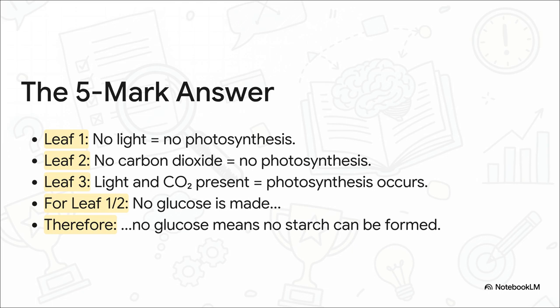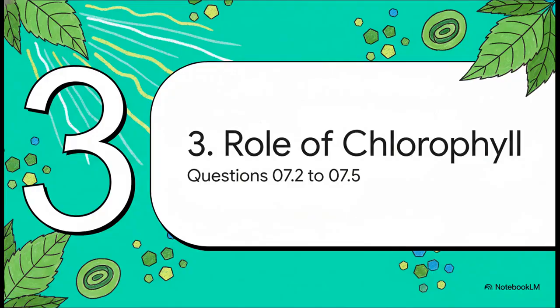Now the last 2 marks are really important chain of logic. Because photosynthesis didn't happen in leaves 1 and 2, glucose was not made, and because of that, it couldn't be turned into starch. You've got to hit every single one of those points to get the full 5 marks. All right, let's keep moving.